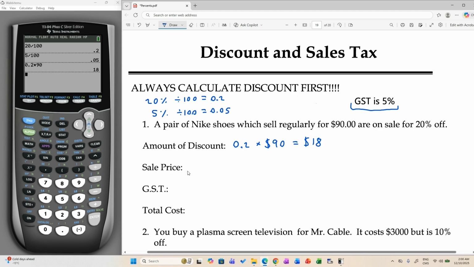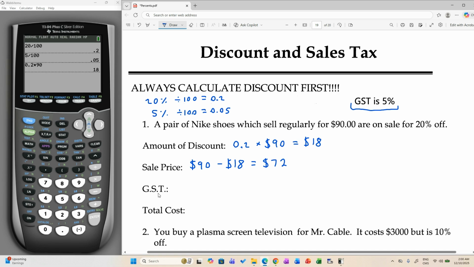So for the sales price, I simply write $90 and subtract $18. And this is my price after I have 20% off. So 90 minus 18 is going to be 72. So my sales price after the discount is $72.